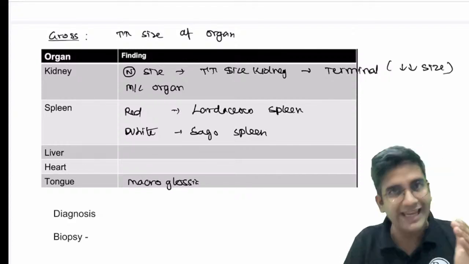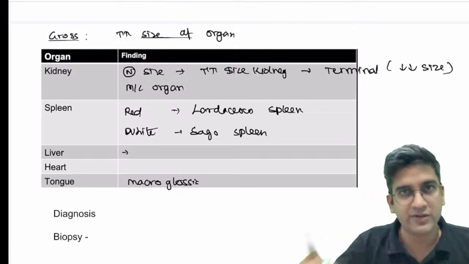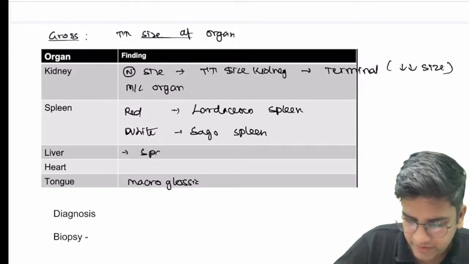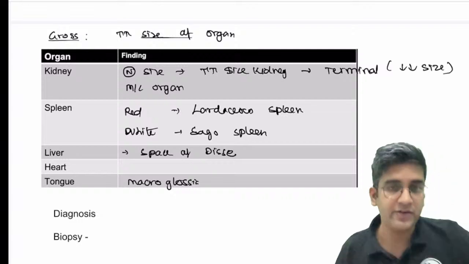Liver, again, perivascular area, you'll have hepatomegaly, that's by default. That's the first thing you have for every organ. It will be accumulated in the space of Disse. In the space of Disse, it gets accumulated. Perfect.